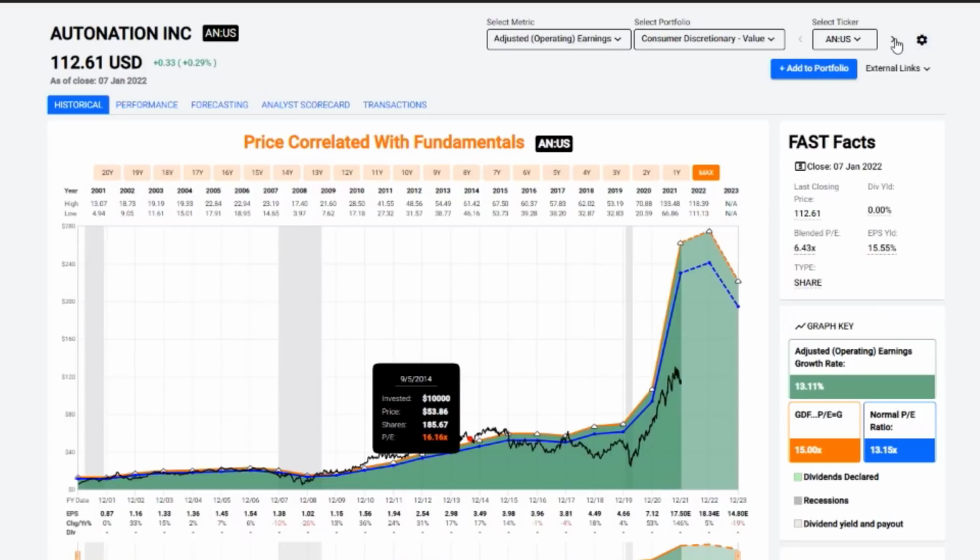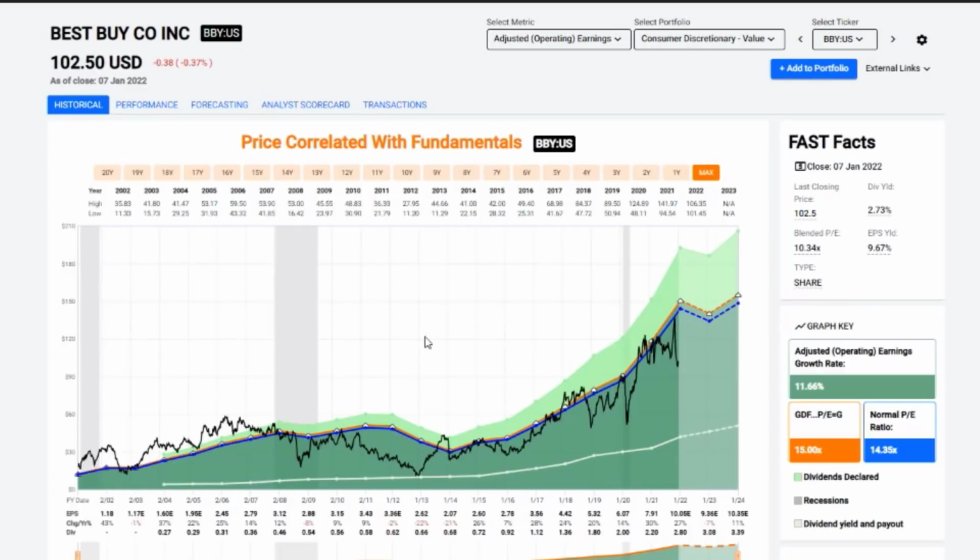All right, let's move on to the next company and look how different the next company is. That's Best Buy. Best Buy has a good growth component, average growth of 11.6%.